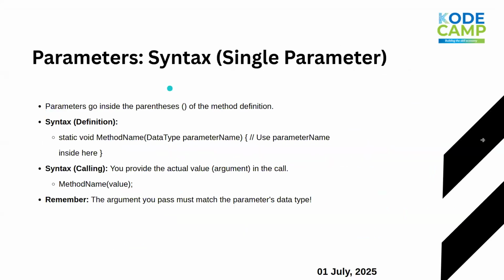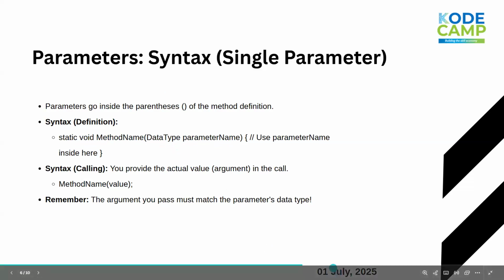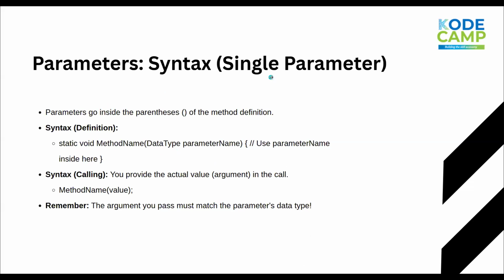Looking into the syntax of how we make use of parameters in our method. We have static, the return type, which is void, then the method name. Then inside this parenthesis is where we will be putting our parameter. We have the data type first. We all know what a data type is. Gift, what is a data type?